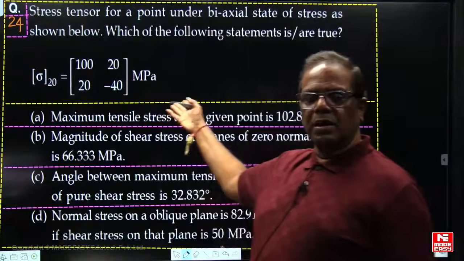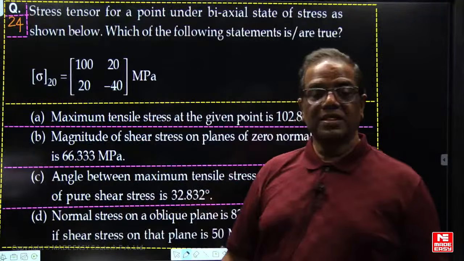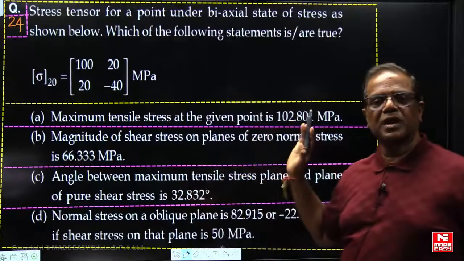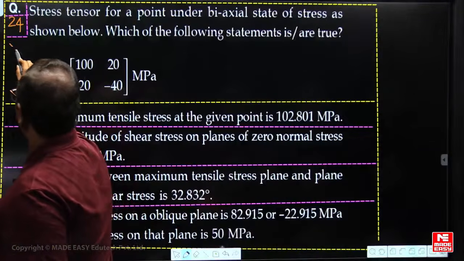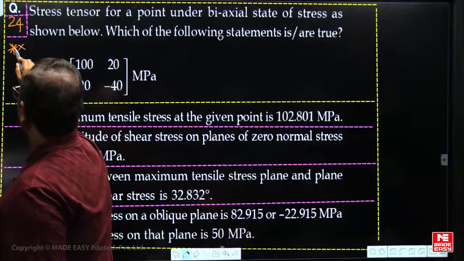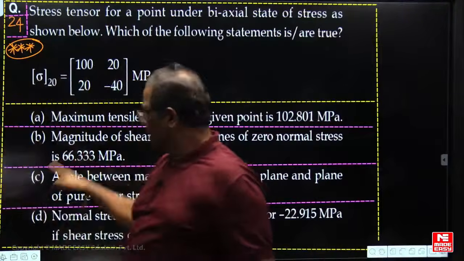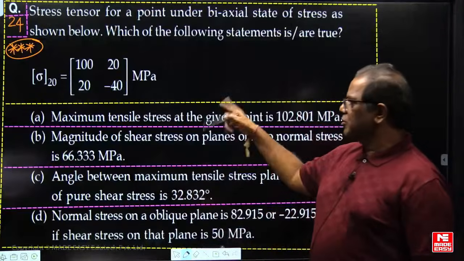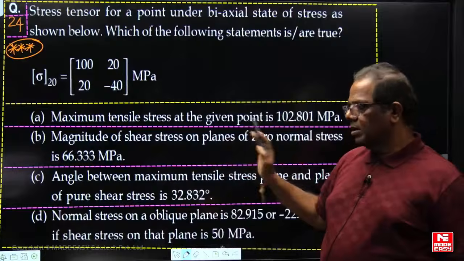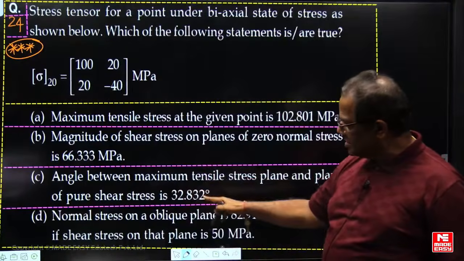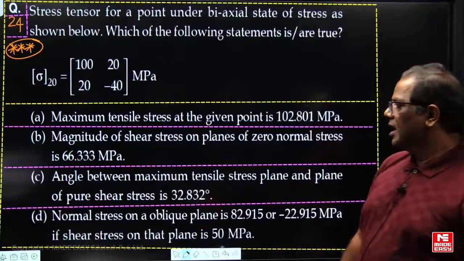Next, this is very important now. Once again, this is a principal stress chapter. This is a very, very important principal stress chapter. Most of the students are going to make a mistake now. All the concepts are included in this now. Most of the students are going to give the correct answer A, but they are going to make a mistake in the C. C and D, they are going to make a mistake.